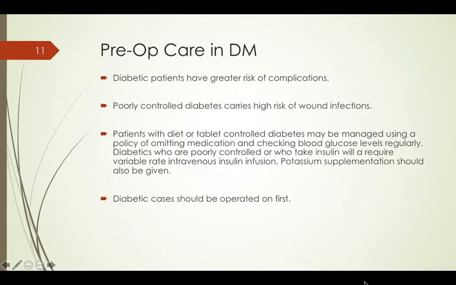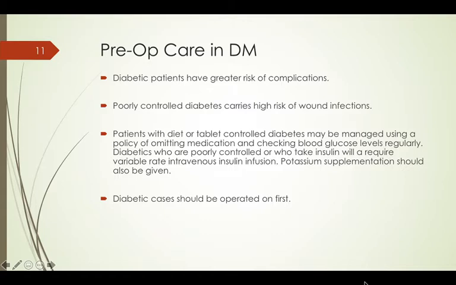Okay, so some specific conditions and what we need to consider in preoperative care. So as we know, diabetic patients have a great degree of risk of complications, not least because often people with diabetes have other coexisting comorbidities as part of the metabolic syndrome. Poorly controlled diabetes, obviously they have a high amount of sugar circulating, higher risk of wound infections, and poor dealing with those wound infections. The immune system isn't quite there.